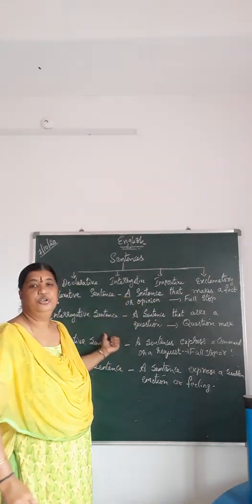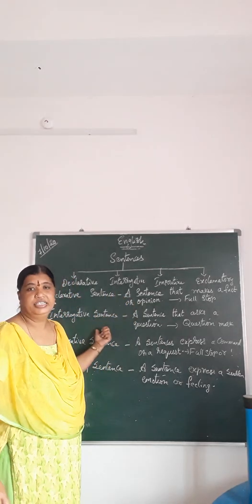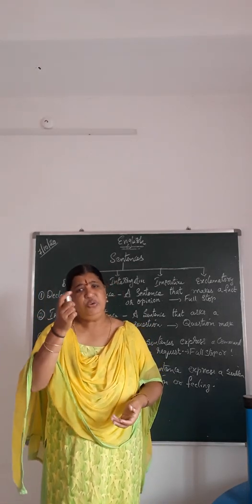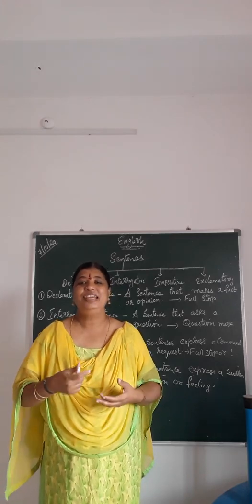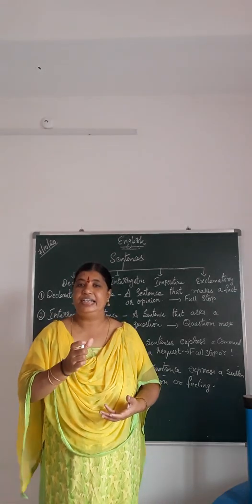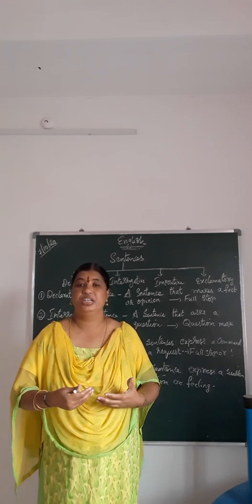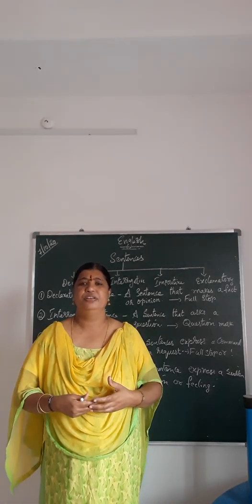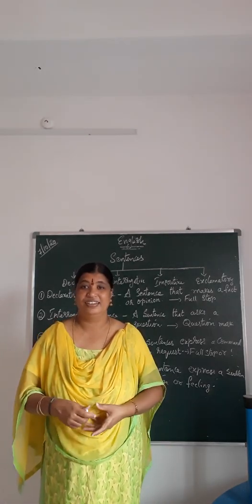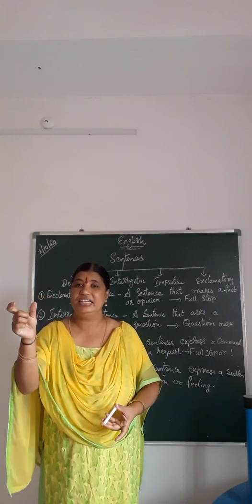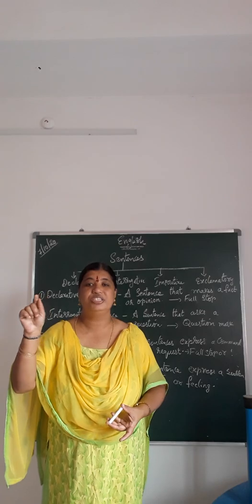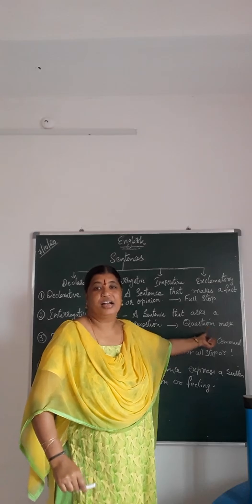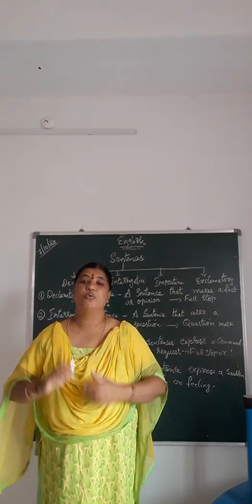Now let us look into the second type, the interrogative sentence. A sentence that asks a question. The word itself tells us: interrogation means questioning. Any sentence which is asking a question becomes an interrogative sentence. For example, how are you? What do we put after we complete it? A question mark. So the sentence should end with the question mark.